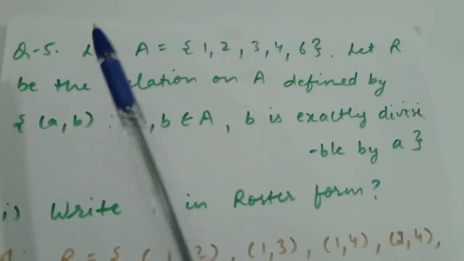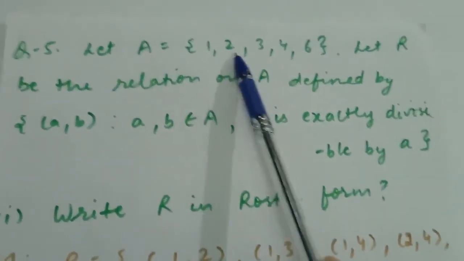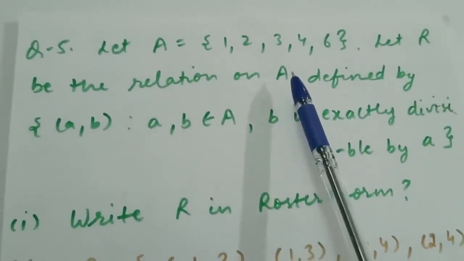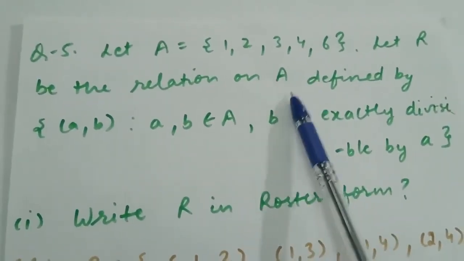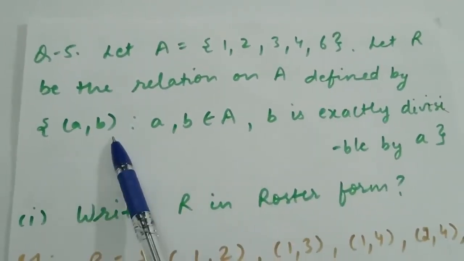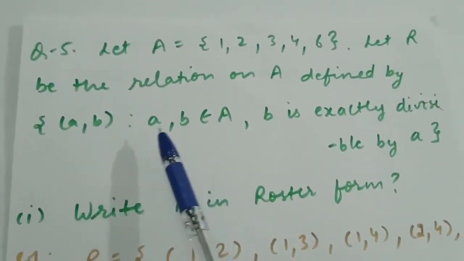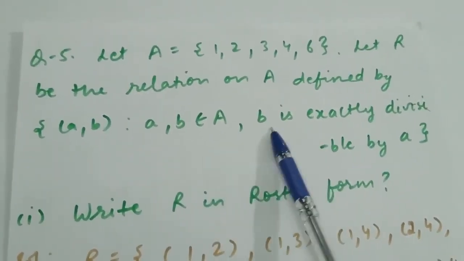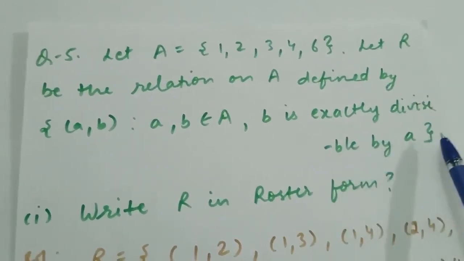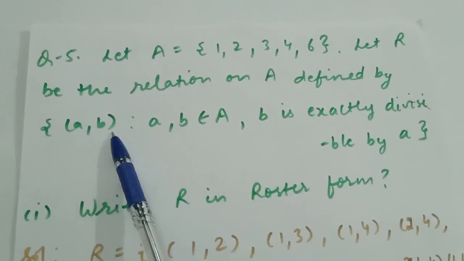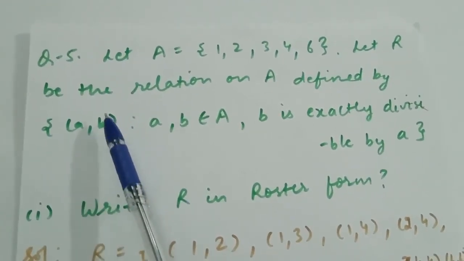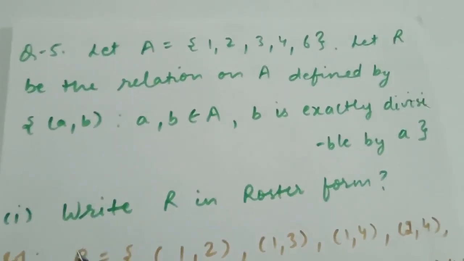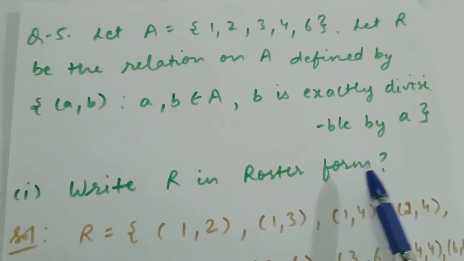Question 5th. Let A be the set given as 1, 2, 3, 4, 6. Let R be the relation on A. R is relation defined on A. It is defined as AB, that is those ordered pairs in which A and B both belongs to the set A, and the condition is B is exactly divisible by A. The condition is we have to take those ordered pairs in which the second element is completely divisible by the first element. So first question is write R in roster form.